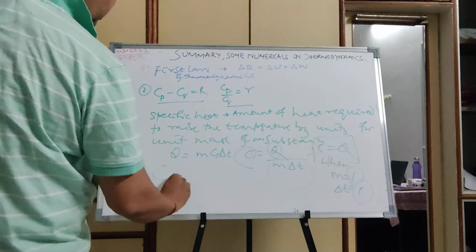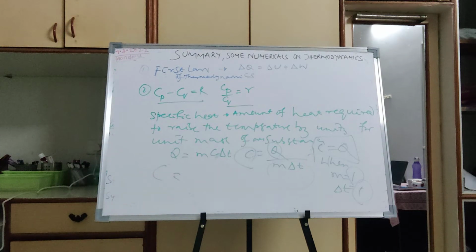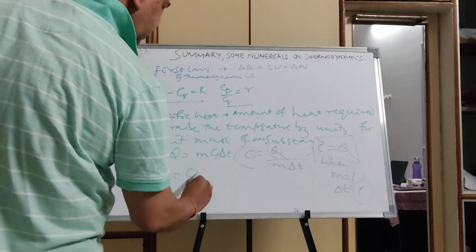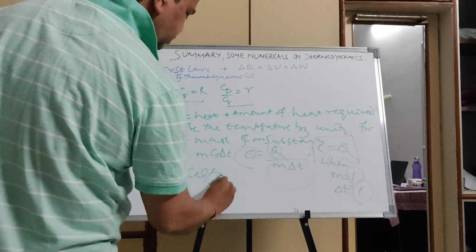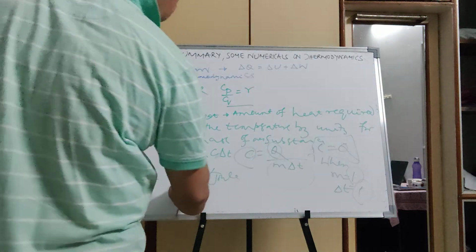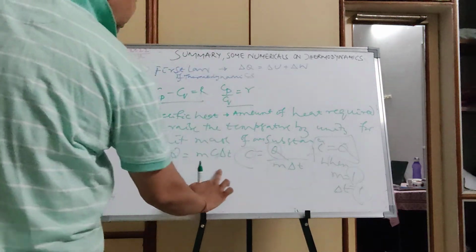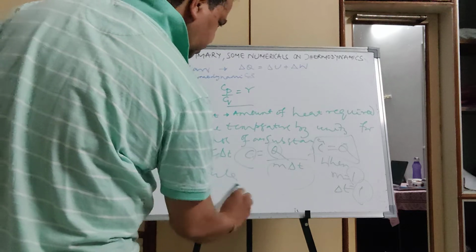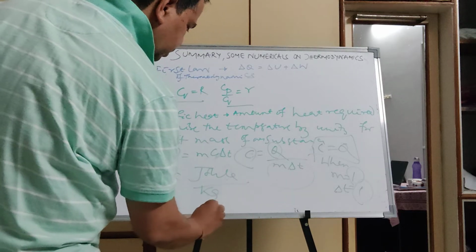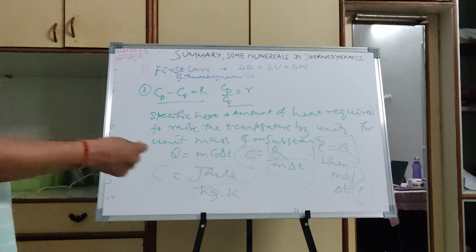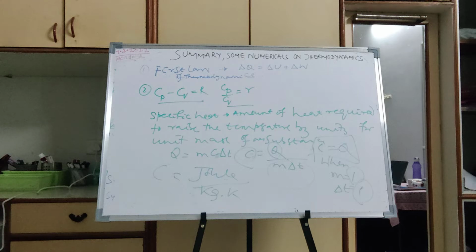So many times you need to know the unit of specific heat. So Q has unit calorie, or it can be joule also. Calorie and joule, they are used interchangeably for heat and for work. So to be consistent, if somebody asks you what is the unit of specific heat, it is joule per kg per Kelvin. That is the unit of specific heat.